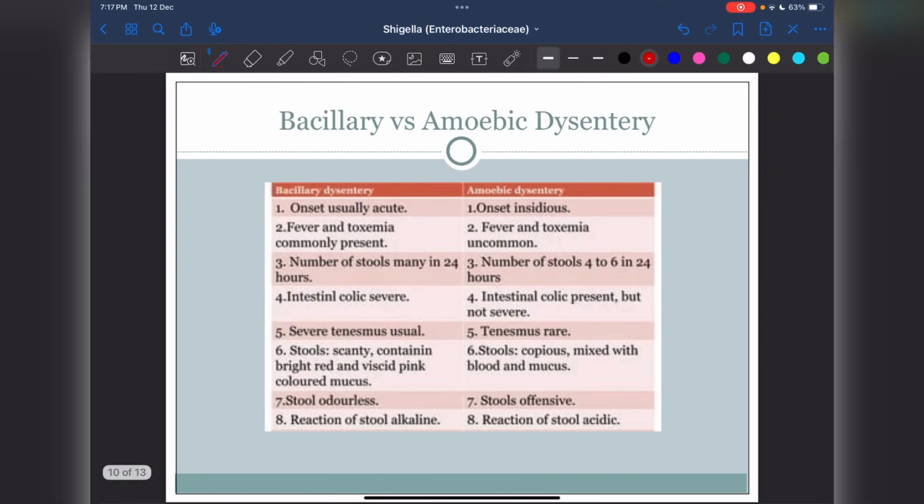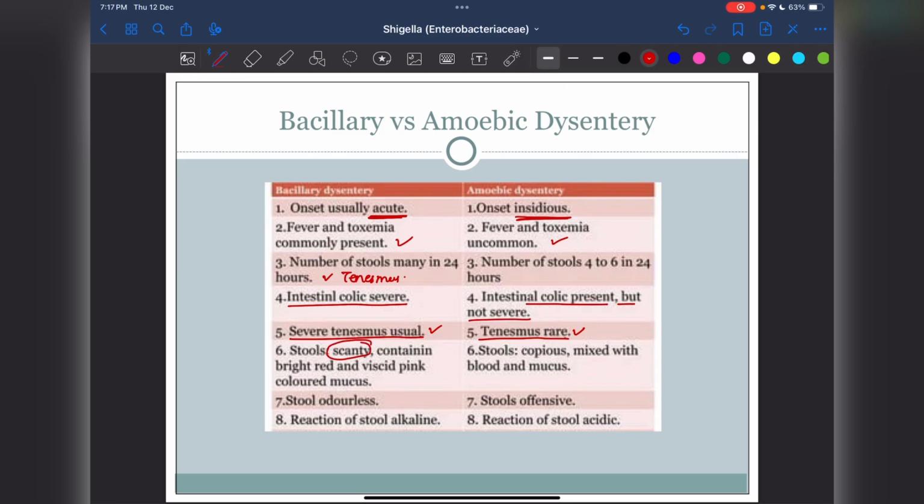Generally the bacillary dysentery is acute in onset, that we have already discussed, while amoebic dysentery is insidious in onset. Fever and toxemia are generally commonly present in bacillary dysentery, while they are uncommon in amoebic dysentery. The number of stools, there are many in 24 hours. Tenesmus is there, severe tenesmus is usual. Tenesmus is rare in this case. The number of stools are many in 24 hours. Intestinal colic is severe, very colicky, severe pain is there. Here, intestinal colic is present, but it's not too severe.